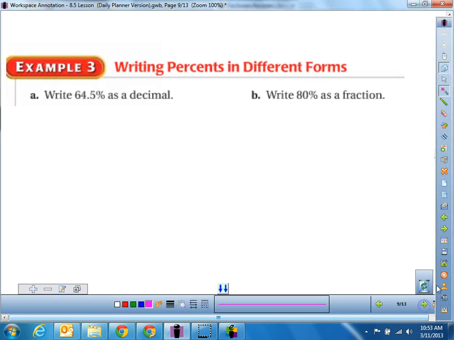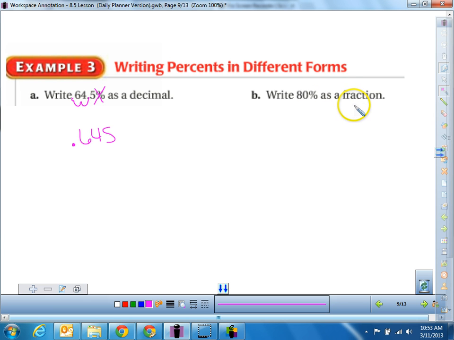All right. So now I want you to go ahead and do this. What are our steps for taking the 64.5% and changing it to a decimal? That's the very first one we did. This is the one Beyonce helps us out with. We're going to drop the percent sign and move our decimal 2 places to the left. So 0.645 is our answer.